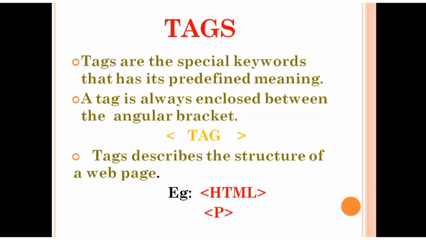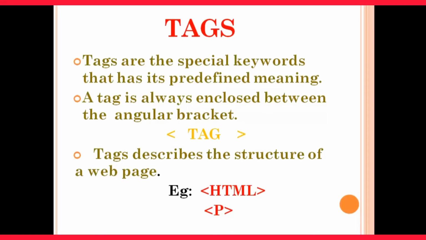HTML is a markup language, so we can use markup tags in HTML. Markup tags are used to describe web pages, which means the tags used to design web pages are called markup tags. Tags are special keywords that have a predefined meaning, meaning the words are already defined, and they are sent to the web browser.